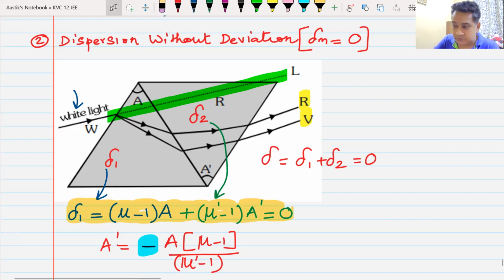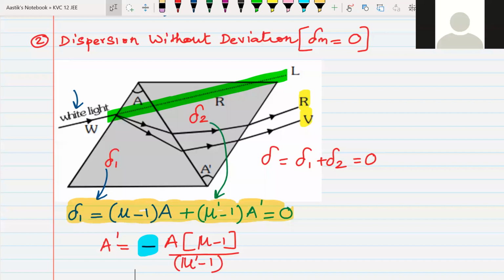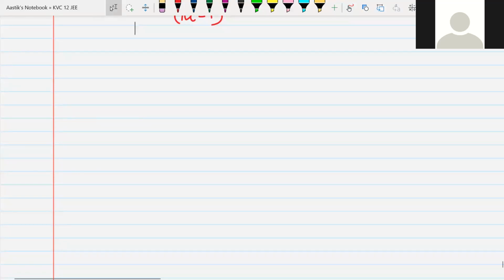I'll give you 2 minutes to write it. The diagram is just representative to make you understand what is happening. Done? Everyone got it? Yes or no?